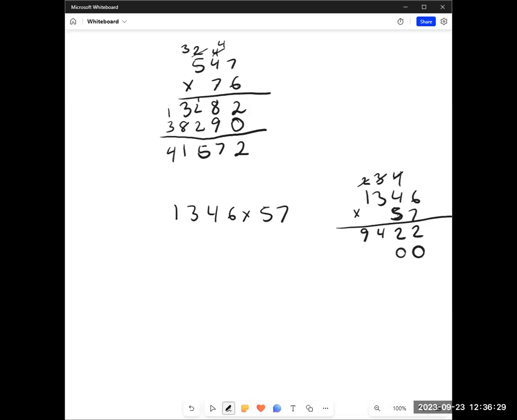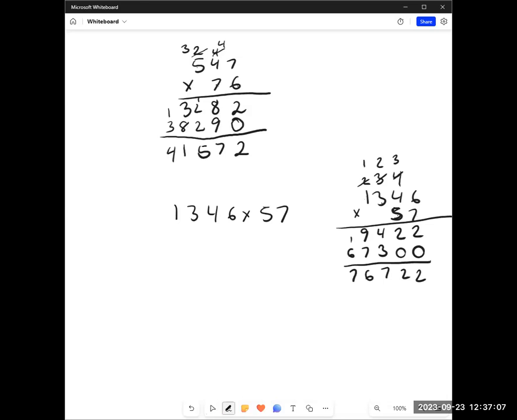5 times 6 is 30. 5 times 4 is 20, plus 3 is 23. 5 times 3 is 15, plus 2 is 17. 5 times 1 is 5, plus 1 is 6. We add, and we get 76,722. That's it for multiplying, which we call finding the product of two whole numbers.